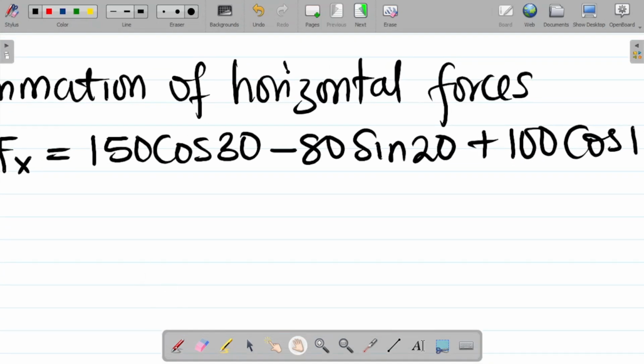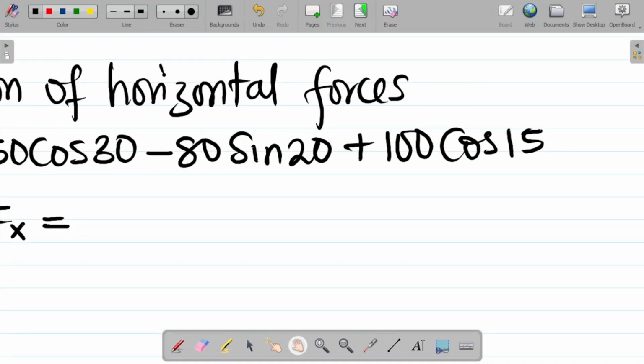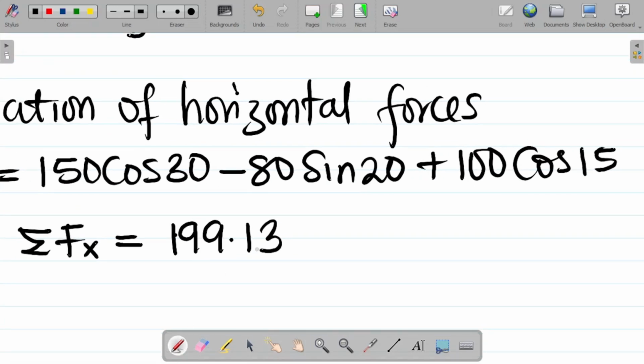All right, so from here, we'll have that sigma Fx. So sigma Fx is equal to, let's say, this 150 cos 30 minus 80 sine 20 plus 100 cos 15. What I have here is 199.13. This is force in Newton, so it becomes Newton, and then we'll have the i here. So when I punch this, I have my answer as 199.13 Newton i.